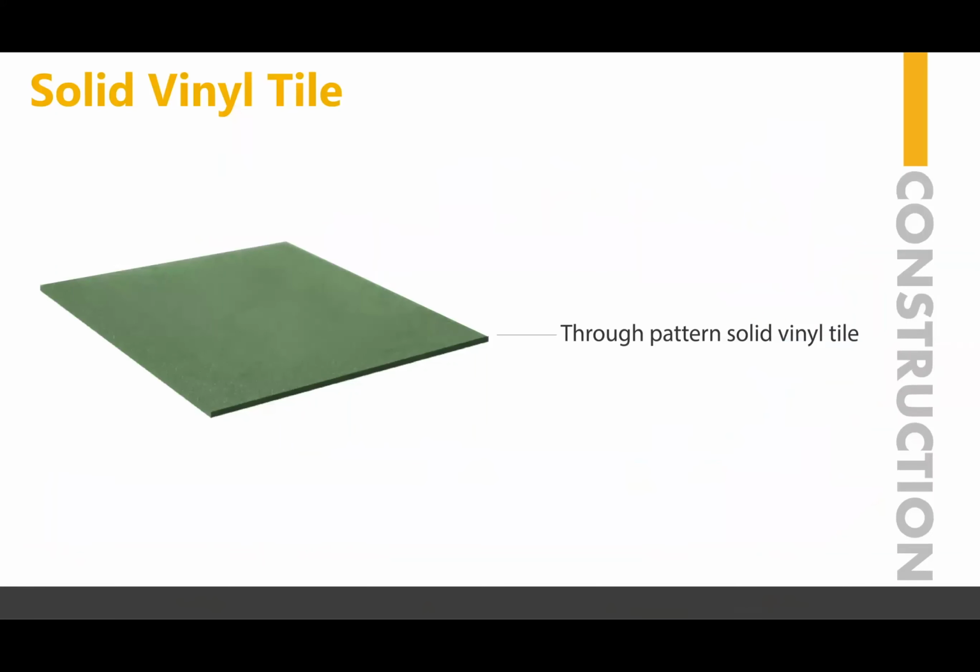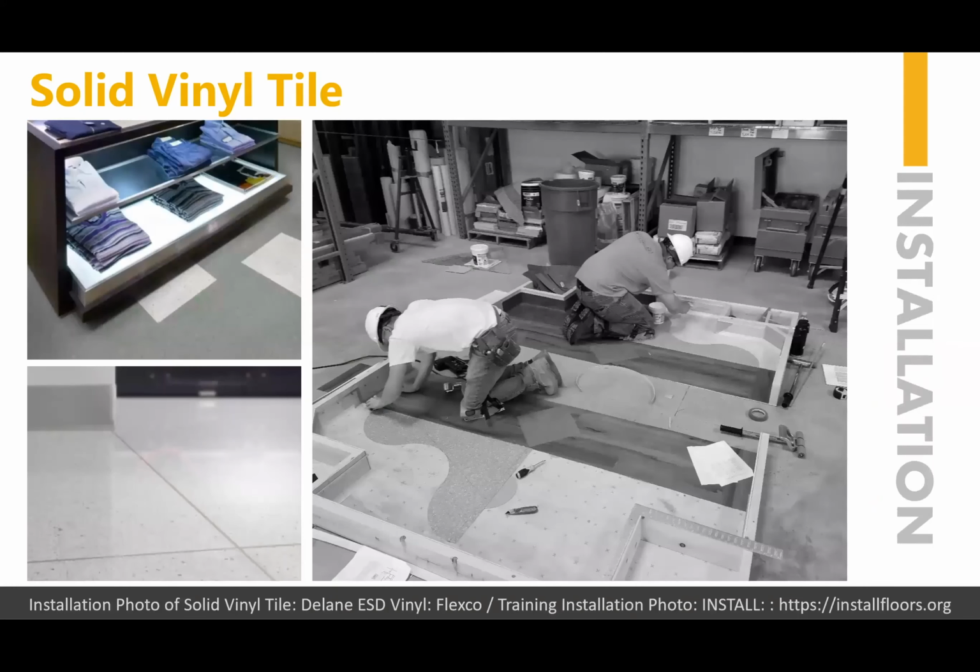There's through pattern solid vinyl tile, and it's simply that, usually with no additional coating. The installation considerations that govern solid vinyl tile are similar to vinyl sheet products, but there's less weight to manage because of the smaller sizes of the tiles, which can range in various sizes. It's the best of both worlds in many ways.